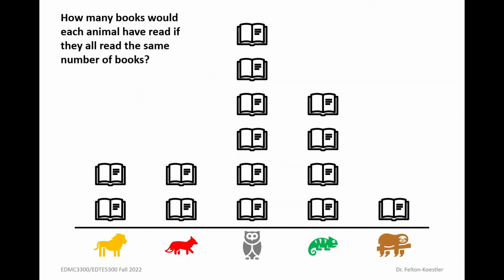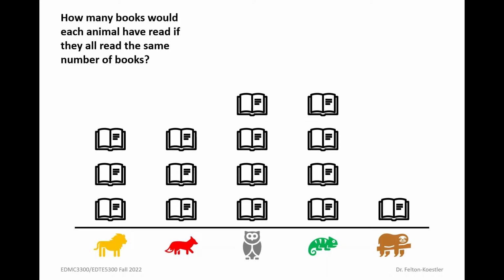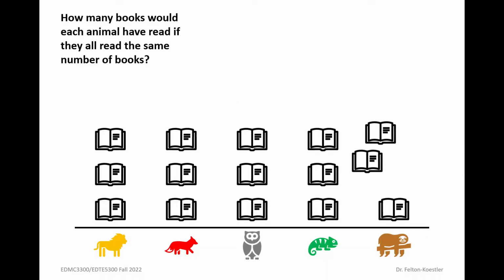So then the next question is, how many books would each animal have read if they all read the same number of books? And again, the assumption here is that they still read the same total. With a small data set like this, kids might reason about this by thinking about the individual books and how they'd move them around. They might notice Owl has a lot of books, so maybe I'll take a couple of books from Owl and give one to each of Lion and Fox. And then I notice that Sloth is kind of low, so I'll take Owl and Gecko's extra books and give them to Sloth. Now I can see that if they had shared their books equally, they would all have read 3 books.